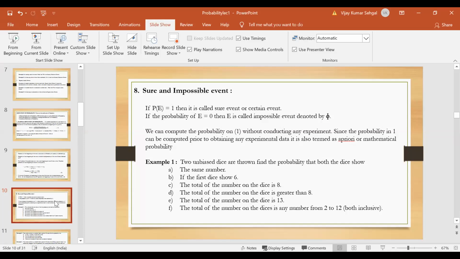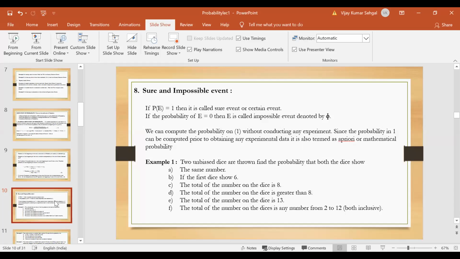For an impossible event, suppose we throw a die and want the probability of getting a number greater than 7. The die has only 6 faces and we cannot have any number greater than 6. So the favorable number of cases is 0, and it is an impossible event. The probability of an impossible event is always equal to 0.